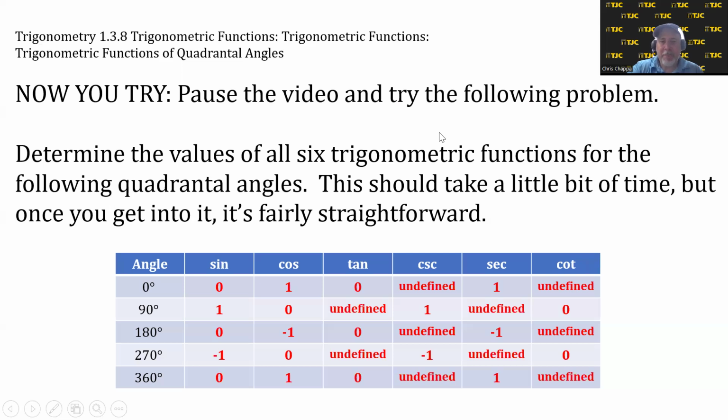Quick commentary. Notice that sine and cosine never show up as undefined because they never have a denominator of x or y. Their denominator is always r. But tangent and secant are always undefined simultaneously because their denominators are always x at the same time. Cosecant and cotangent are always undefined simultaneously because their denominator contains y at the same time.